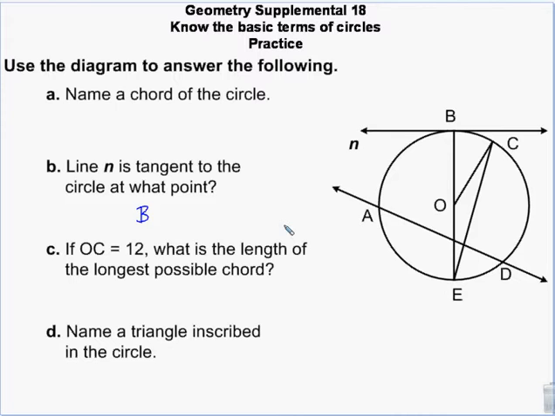If OC is a radius and it's 12, what is the longest possible chord that exists? 24, right? Because the longest possible chord is always going to be the diameter. Nothing can be longer than the diameter because it goes across the widest part of the circle, and so it would be 24.